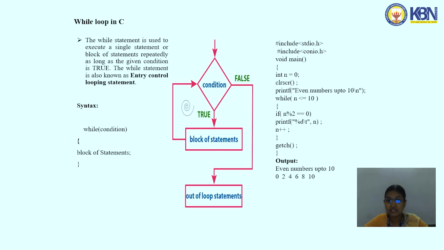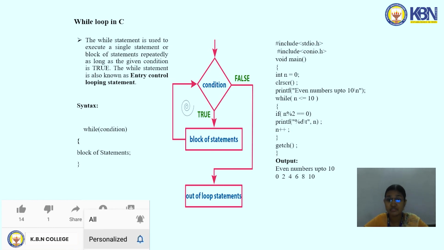And 3, it is an odd number. 4 divided by 2, it is also an even number. 5, it is not divisible by 2, so it is not an even number. 6, it is divisible by 2, so it is an even number.